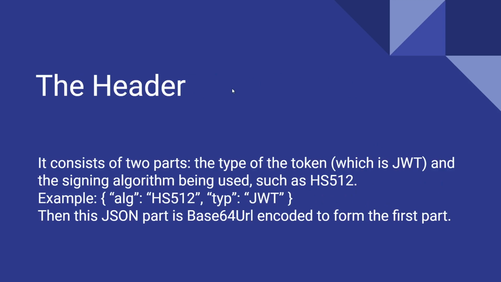The header consists of two parts: the type of the token, which is JWT in this situation, and the signing algorithm being used, such as HS512. For example, it looks like this: the algorithm here, which is the name of the algorithm, and the type of the token, which is JWT. And this part is then base64 URL encoded to form the first part, the header.